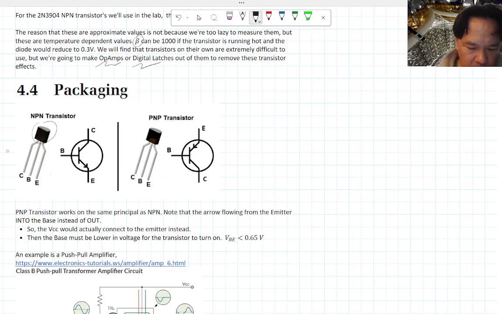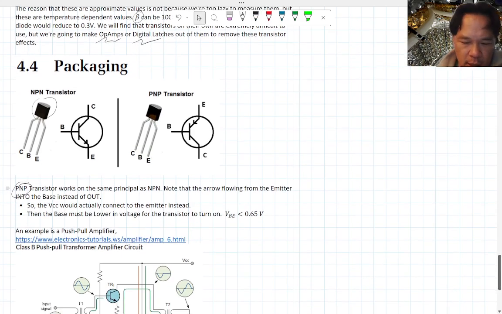So, did I talk about the PNP, the opposite doped transistor? Basically, what you do is you connect everything backward. And I'm going to make a little note. Actually, this is where the note is. Yeah.